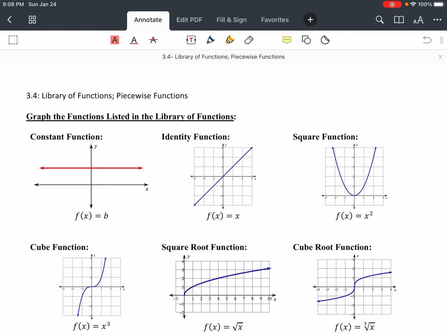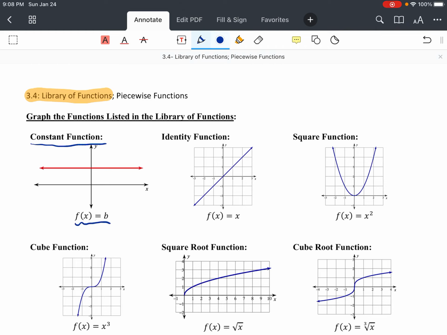All right, and so in this section, we're going to be talking about piecewise functions. But to get started, we're actually going to start by talking about the library of functions. Now, I'm going to refer to these as parent functions, or functions that have had nothing transformed on them. We're going to start off with what's known as the constant function. So this is the constant function.